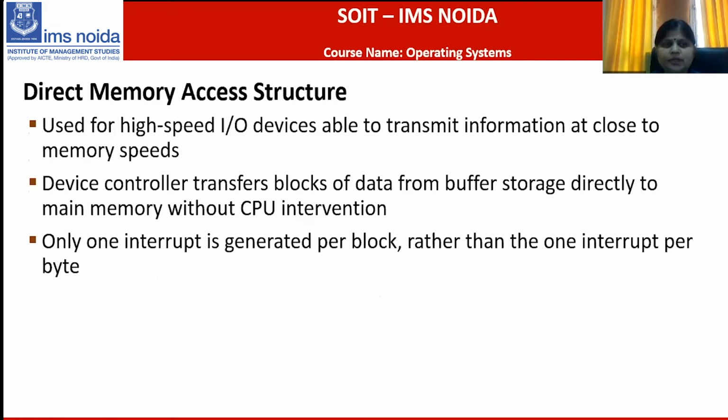When we talk about DMA, DMA is a direct memory access structure used for high-speed input-output devices, able to transmit information at very high memory speeds. The device controller transfers a block of data from buffer storage directly to main memory without CPU intervention. And only one interrupt is generated per block, rather than one interrupt per byte.